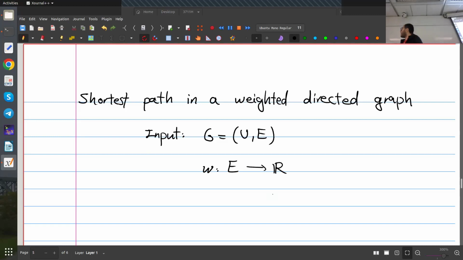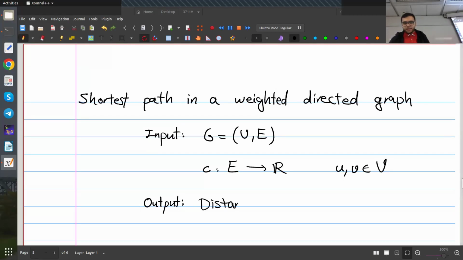I'm doing this because I don't want to let you use Dijkstra, right? Because if I don't have negative weights, we already know a solution. We know how to find shortest paths using Dijkstra. So I'm going to put negative weights there so that you can't use Dijkstra. And I'm going to also give you two vertices. Actually, let me call this C so that it's a cost. I'm going to also give you two vertices U and V. And as output, you have to write the distance from U to V.